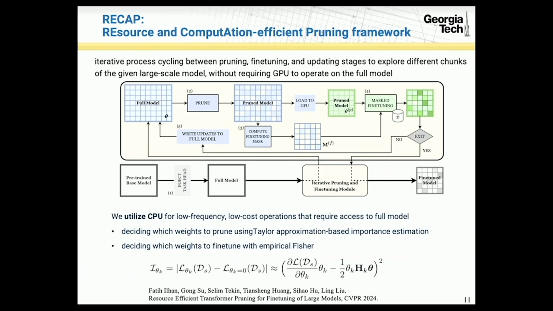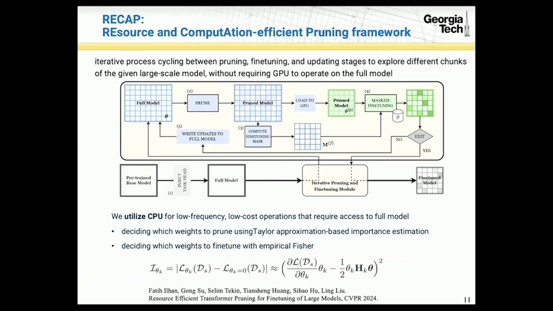So every time we take a small group of chunks of a pruned model, and we feed it to the GPU, and we run the fine-tuning. So through this fine-tuning mask-based solution, this approach basically allows us to utilize a CPU for low frequency, low cost operations that require full access to the full model. And then we decide which weights to prune using Taylor approximation-based importance estimation. And then we decide which weights we are going to feed into the fine-tuned model on GPU. So that's basically the general idea.